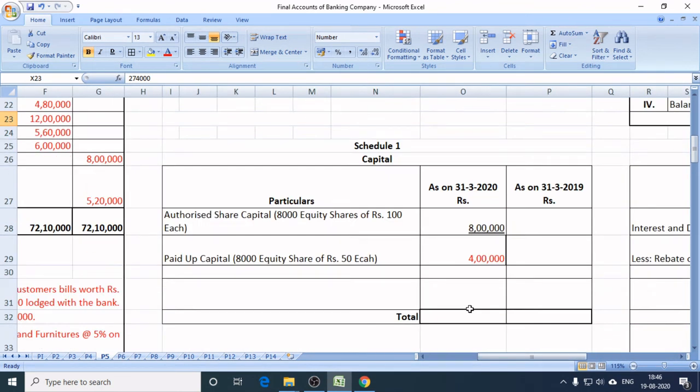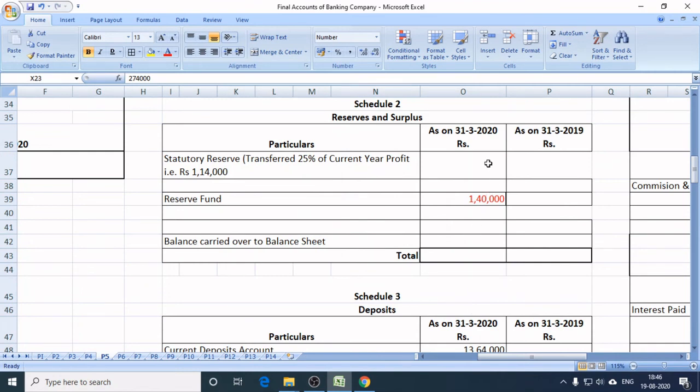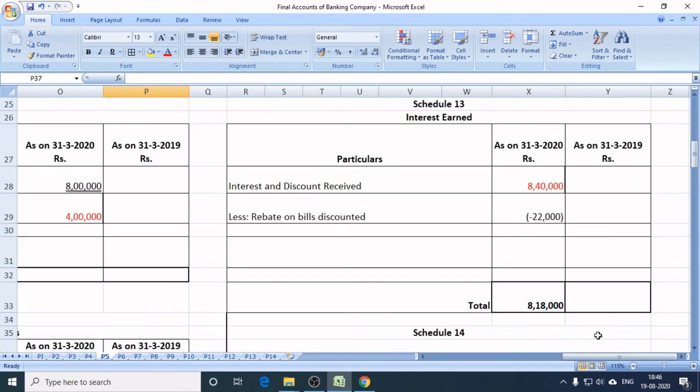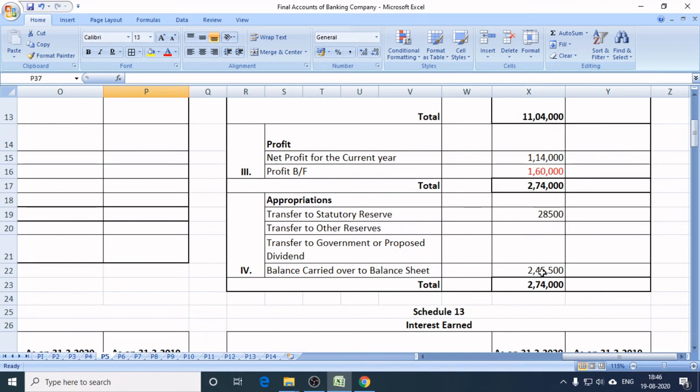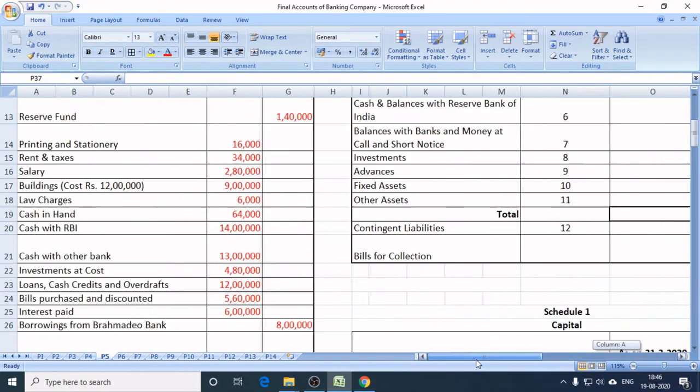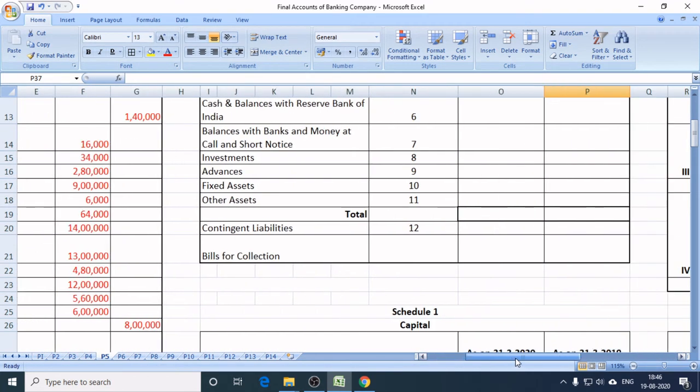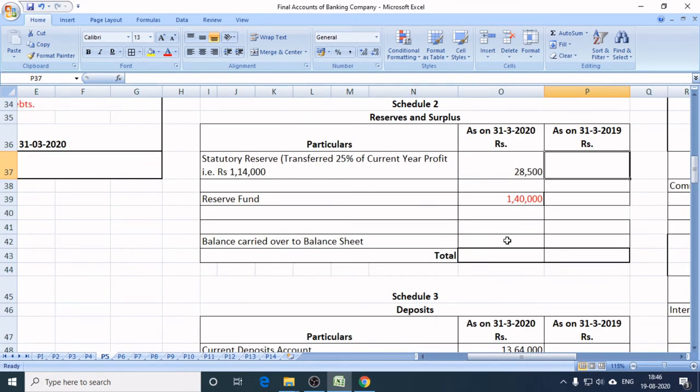Okay, here 28,500. Okay, in schedule number 2, and also transfer the balance in profit loss account, that is 2,45,500. Here 2,45,500. Now the profit loss account is closed.